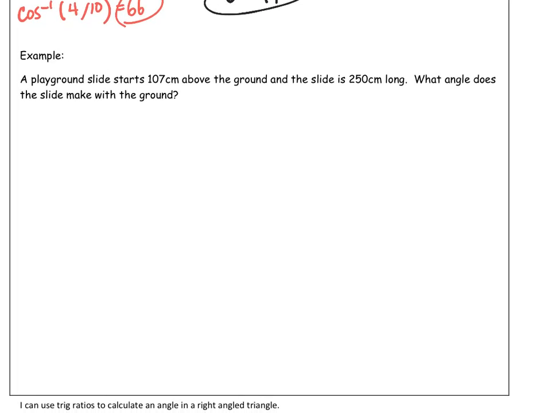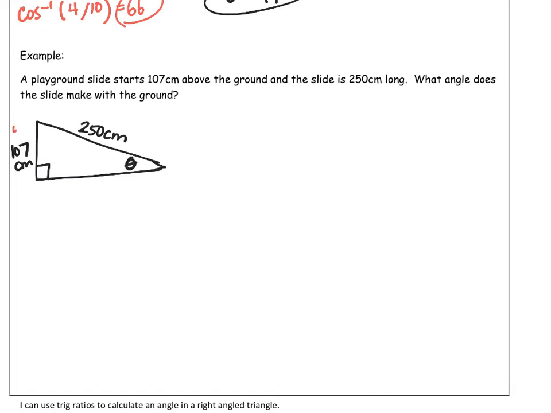A playground slide starts 107 centimeters above the ground, and the slide is 250 centimeters long. What angle does the slide make with the ground? So again, no secrets. We're always going to get a right angle triangle. It's just a matter of getting the side lengths labeled in the right spot. So the 107 centimeters is my height, and the slide is 250 centimeters long. What angle does the slide make with the ground?